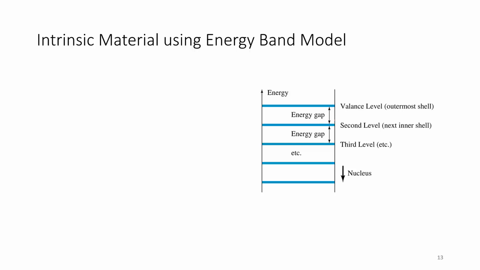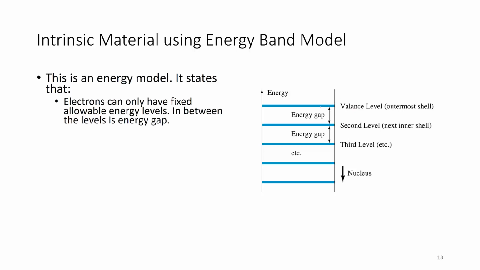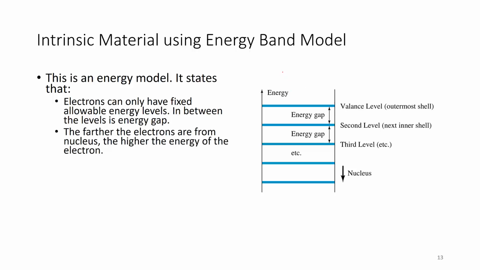So you have from the nucleus to the higher level, third level, second level, to the valence level. Electrons can only have fixed allowable energy levels. In between the levels is the energy gap. So you look at this diagram, it focuses on the energy rather than the location of the electron. The farther the electrons are from the nucleus, the higher the energy of the electron. So energy in the second level is more than the third level. Energy in the valence level is higher than the second level.